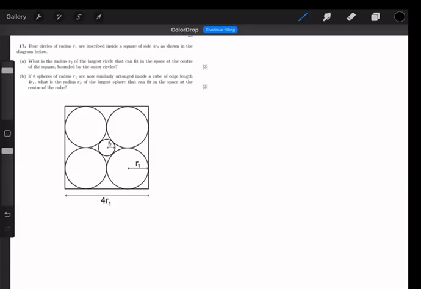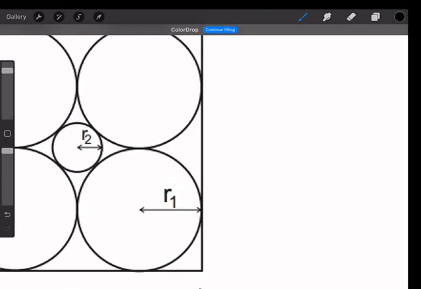Today I will be solving question 17 from the 2022 Oxford Physics Admissions Test. To start out with, part A asks us to find R2 in terms of R1. As you can see here, I am drawing a diagonal line from the centers of these two circles. And you can see that this diagonal line is made up of R2 and R1.